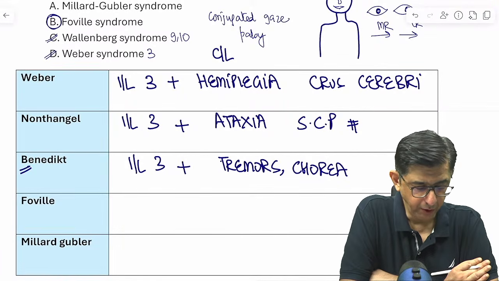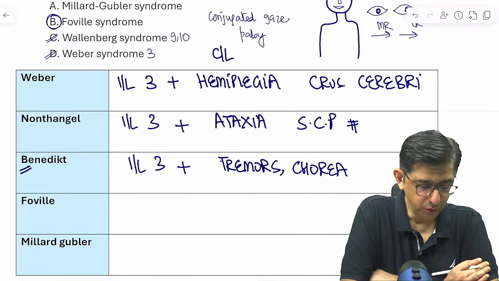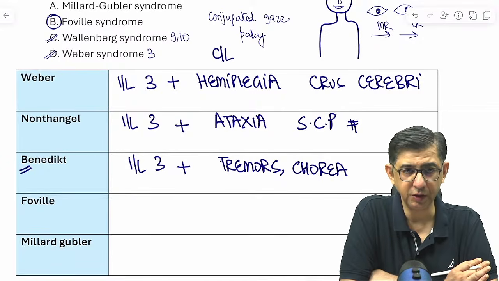Somebody commented regarding that. Okay, ipsilateral, yes. So ataxia is contralateral, but third nerve palsy is ipsilateral.